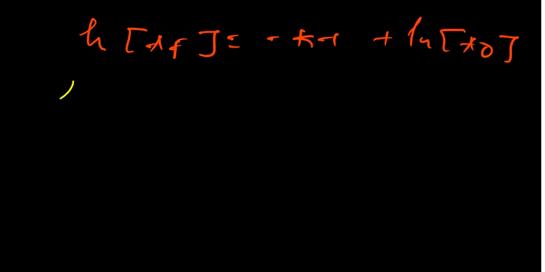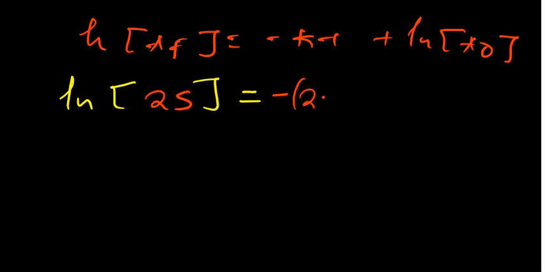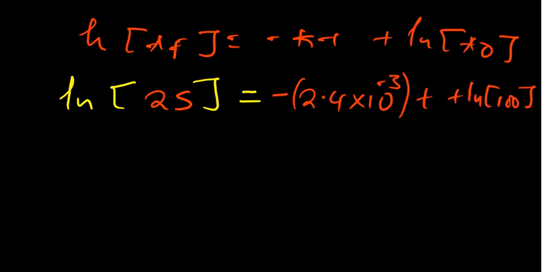So I'm trying to use the 100 to see if it's going to work. So natural log of 100 is equal to, sorry, the final is what? 25. And then our K value, I think I remember, I said 2 point what? 2.4 times 10 to the power negative 3 times time. And then natural log of 100. Natural log of 100 to give you what?